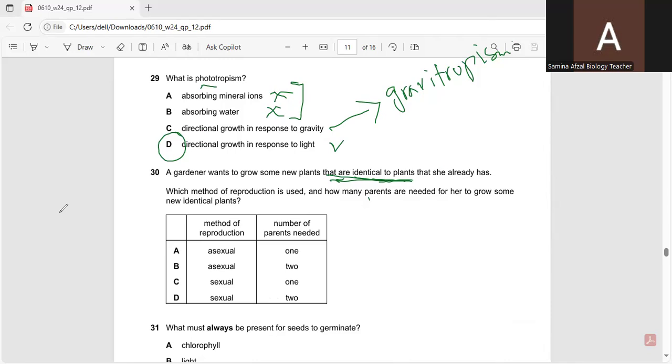So C and D are not correct options because they are showing the sexual reproduction. But we know that A and B are the asexual reproduction. One of them is correct, and we need one plant to grow many plants as a result of asexual reproduction. So A is the correct option. Other options are not correct.